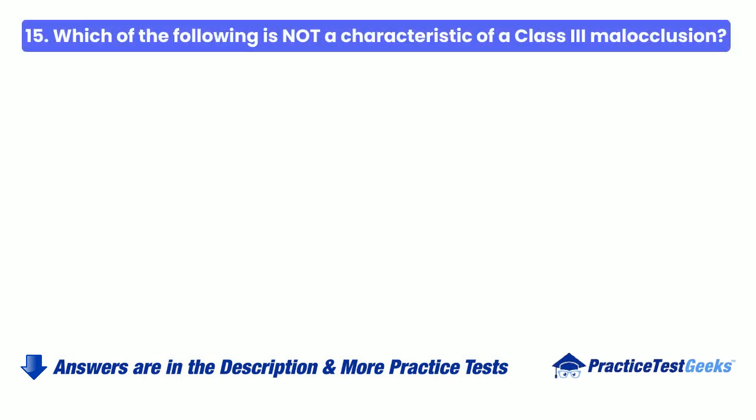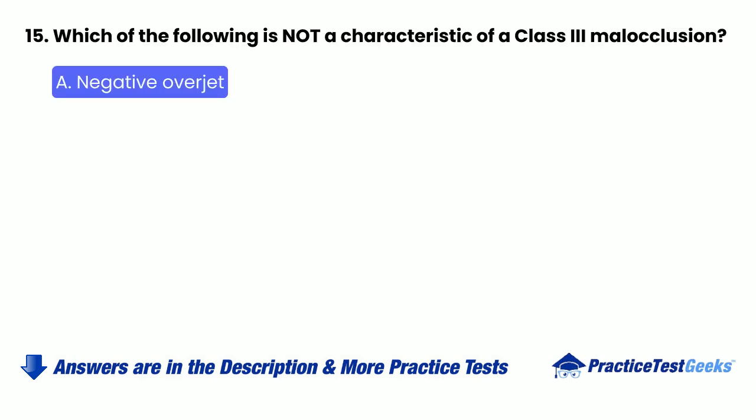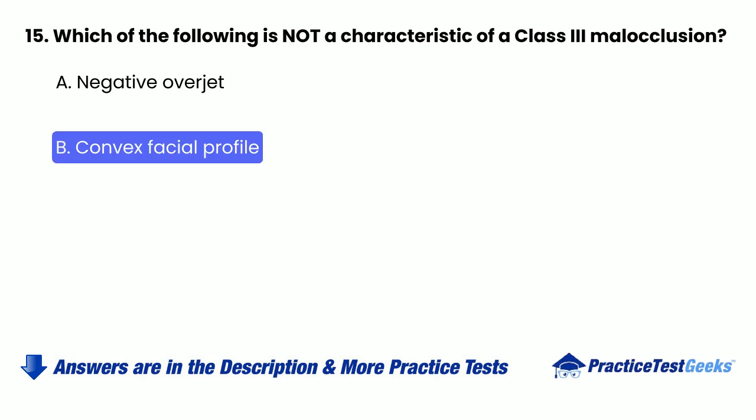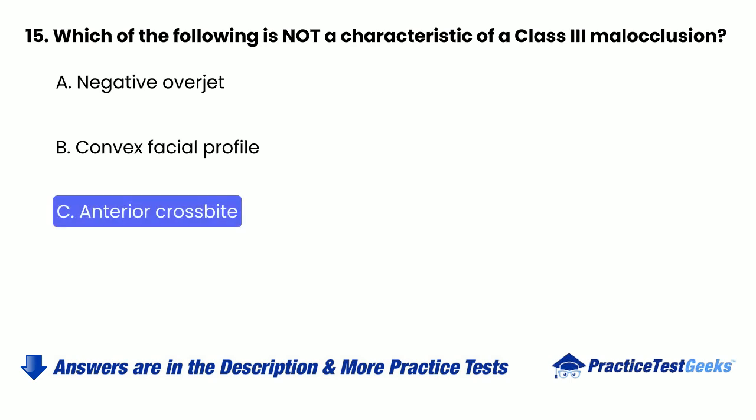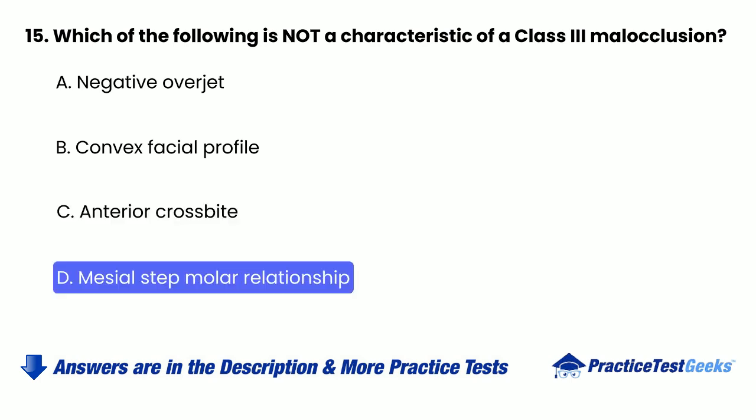15. Which of the following is not a characteristic of a Class 3 malocclusion? A. Negative overjet. B. Convex facial profile. C. Anterior crossbite. D. Mesial step molar relationship.